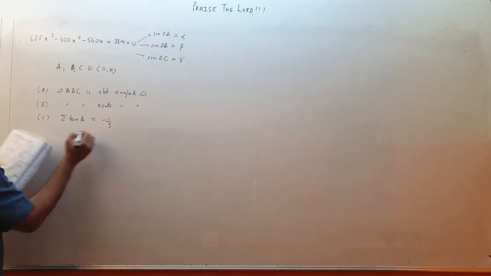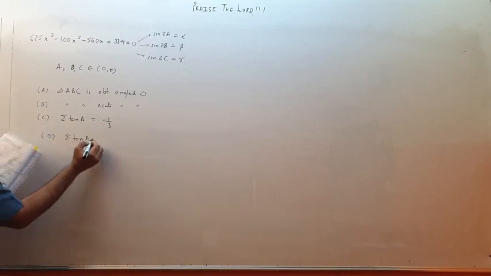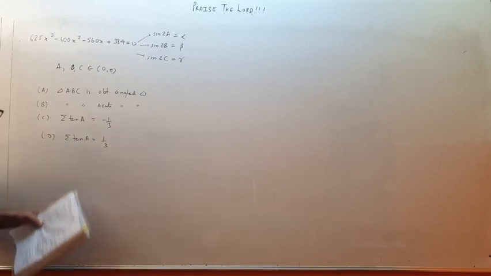That is minus 1 by 3. And sigma tan A is 1 by 3, like this.